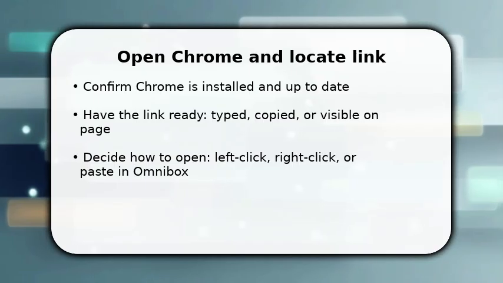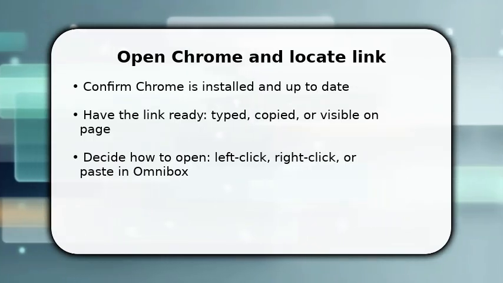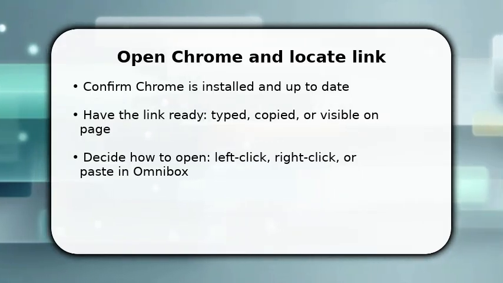You already have Chrome open, now find the link you want. If it's in a text or document, highlight and copy it so you don't mistype. On a web page, hover to confirm the URL preview shows where it goes. Once done, choose your initial action.